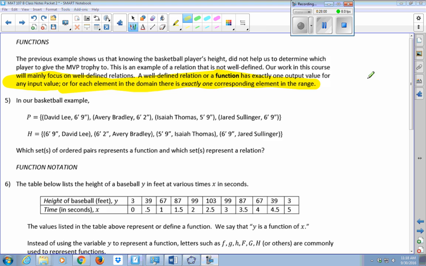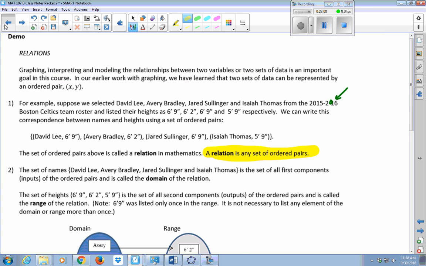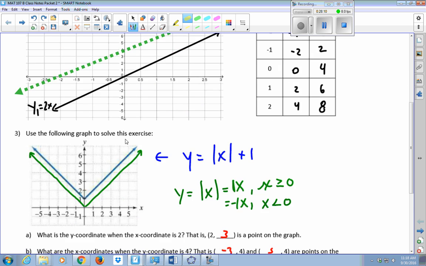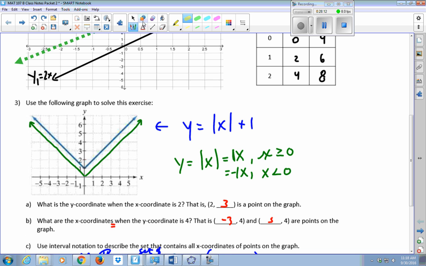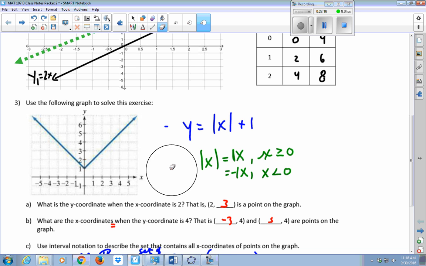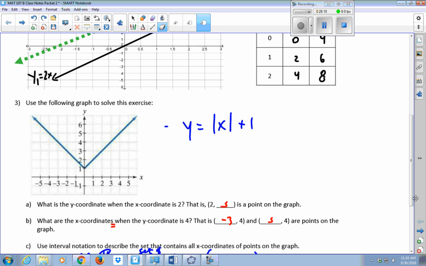Without going back to our basketball example right now, we go back to our preview activities. And we look at this blue graph here. I'm going to remove the green graph, which is absolute value. If we look at that blue graph, is there exactly one output value for each input?